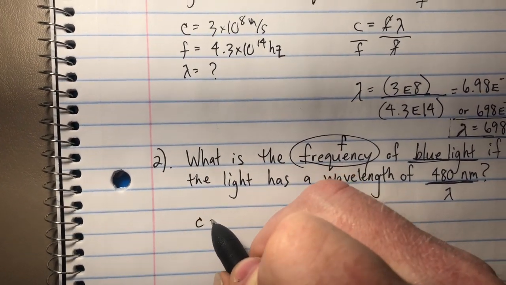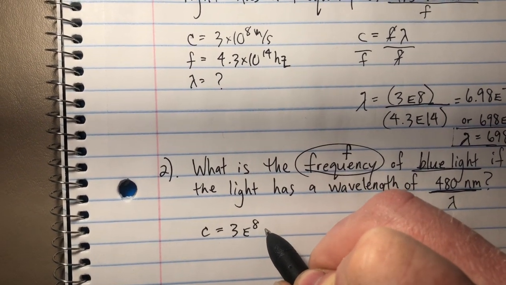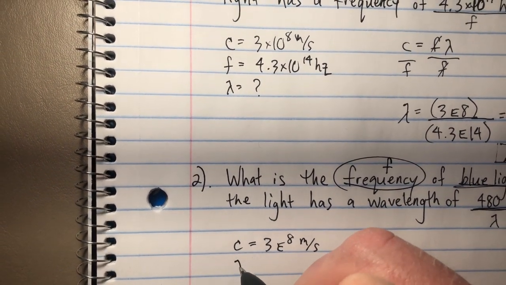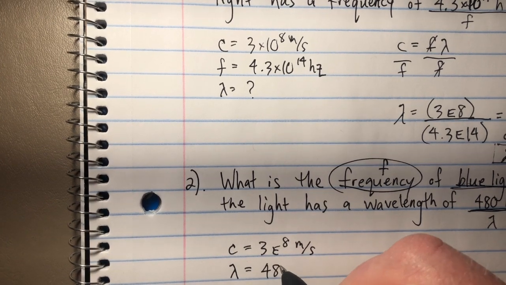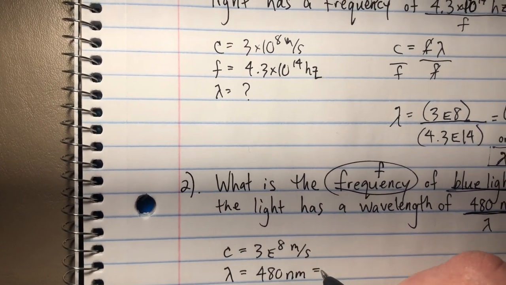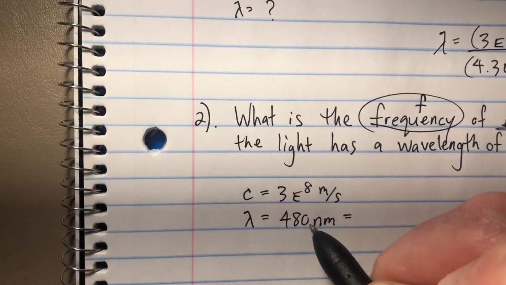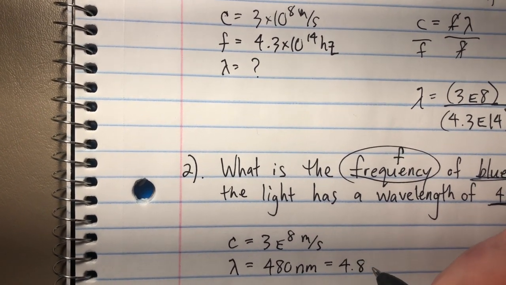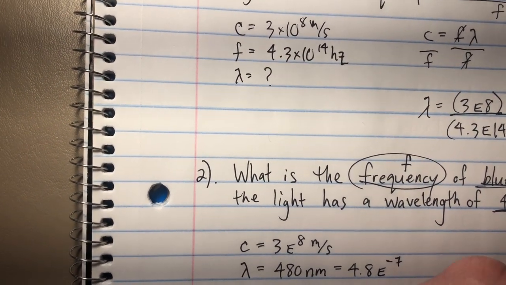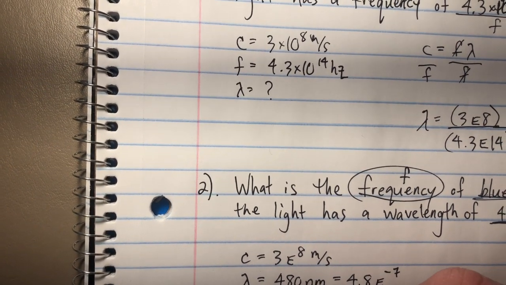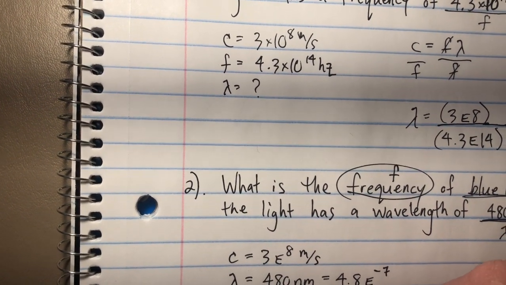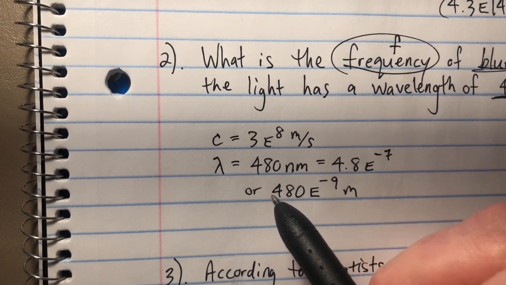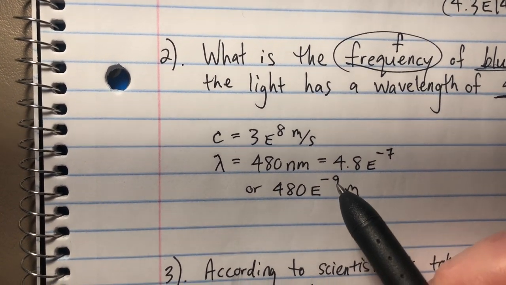So again, we know that the speed of light is 3 times 10 to the 8th meters per second. I'm just writing it 3 e to the 8th. In this case, we don't know the frequency, but we know the wavelength is 480 nanometers. What that means, because nanometers have the decimal right here, if I go like this, 2 times to the left, you could write it like this. Or you could just keep it in nanometers, and then 480 nanometers means it's just e to the negative 9th meters. Either one of those is fine. I would do it like this, 480 e negative 9 for nanometers.